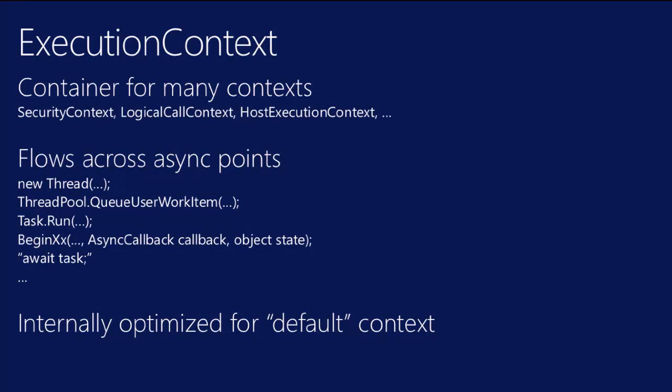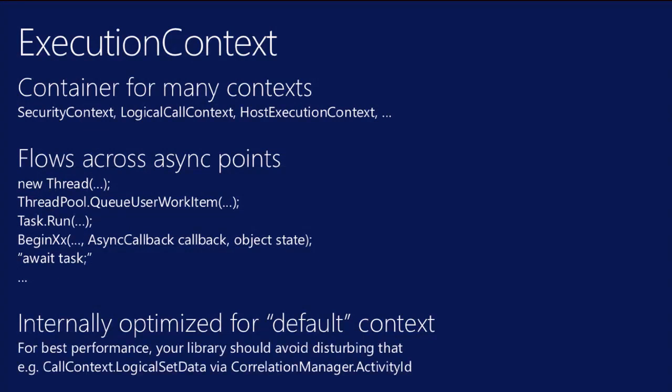Assuming that you didn't change it is a reasonable assumption because most apps don't have a need to set any of these ambient things. For example, if you're setting CorrelationManager.ActivityId, this is some API you can set. If you set it, it's going to set up some of this ambient context, and we'll flow it correctly everywhere. But we assume you don't, right?